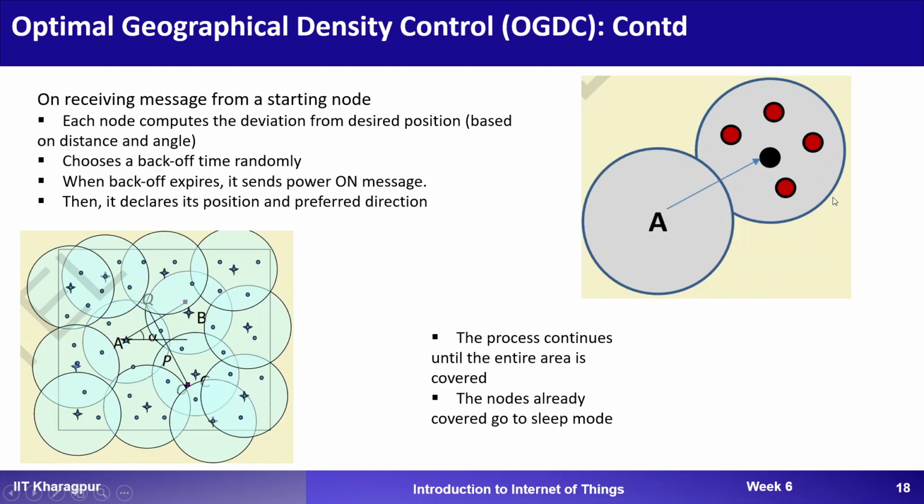Now on receiving this broadcast message, this particular node will get active. Once it is active, it will again send a message telling its location and its angle of elevation, the direction in which it is sending the message. This process will continue. For a particular sensor node, if its area is covered by other sensor nodes, then it will turn off and go to sleep mode. And if the area is not covered by other nodes, then it will continue sensing that area.